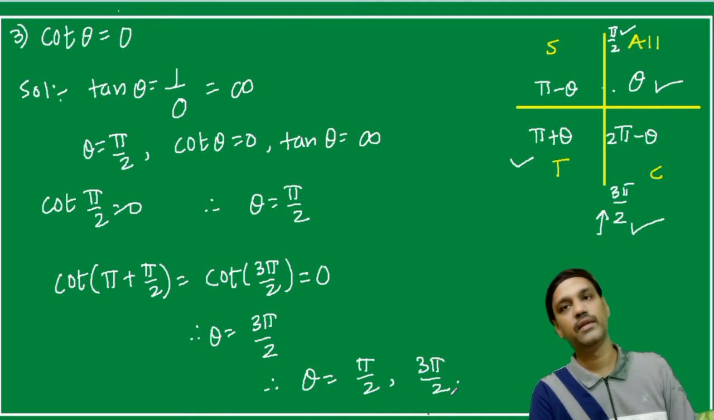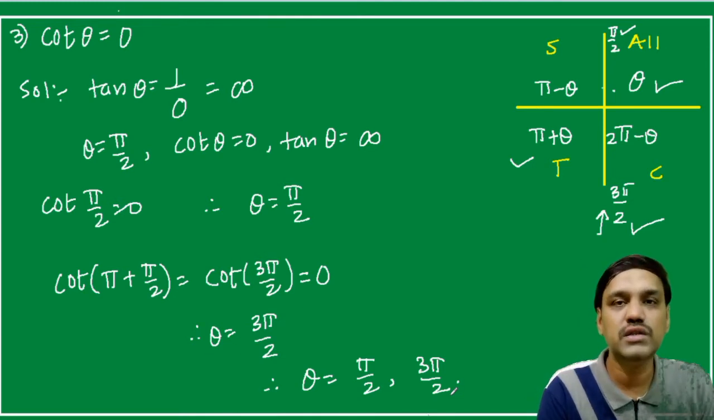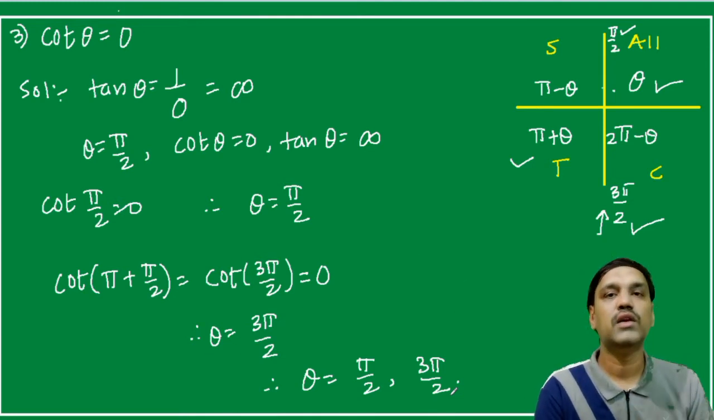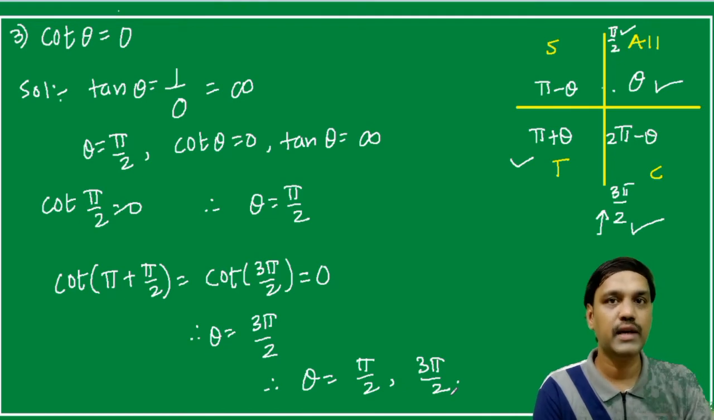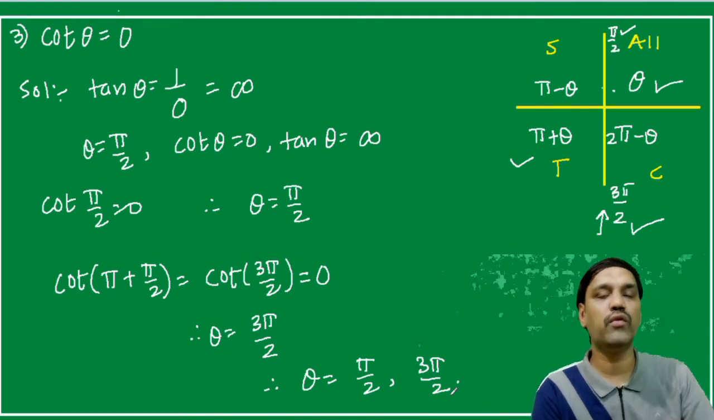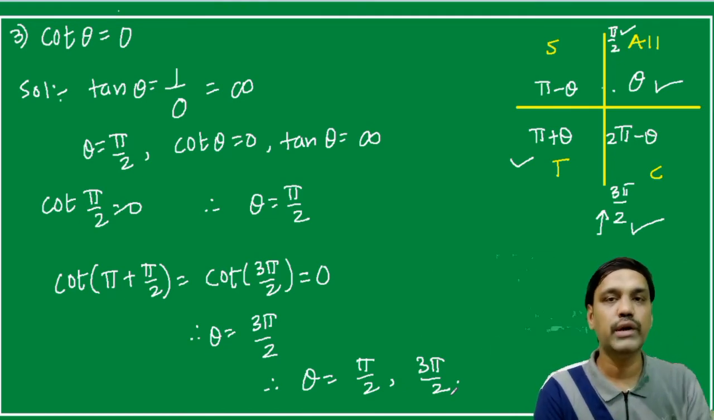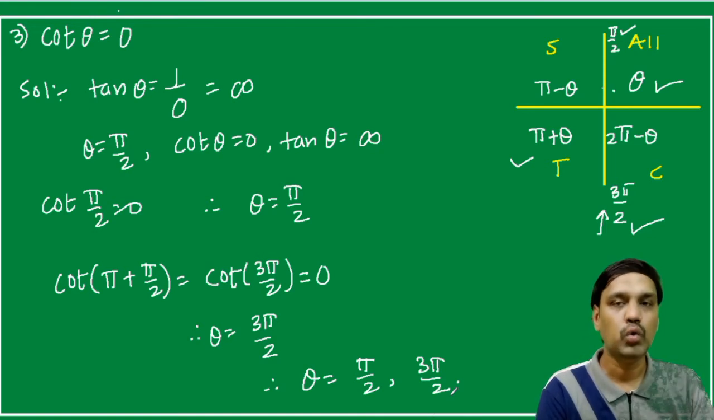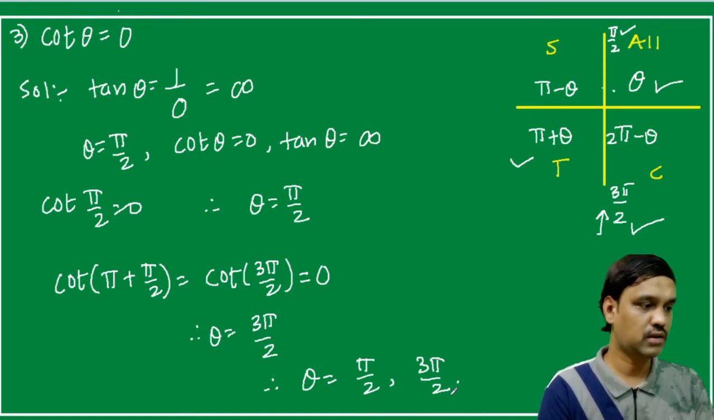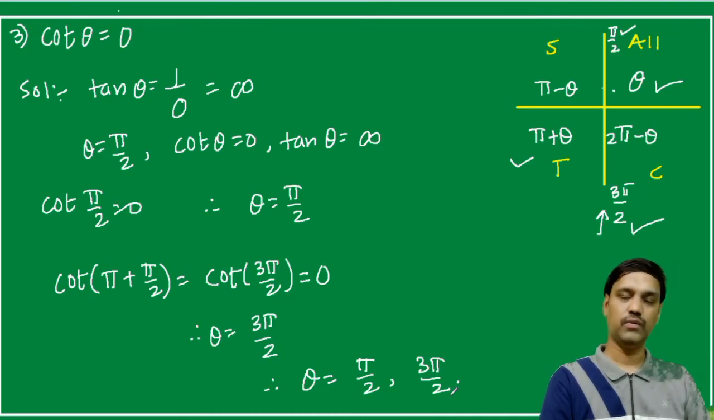This one is very easy. We all know the value of cot is 0 on the y-axis. Therefore the value of theta is 90 degrees on the positive side of the y-axis, and 270 degrees, that is 3 pi by 2, on the negative side of the y-axis. Therefore these are the values of theta.